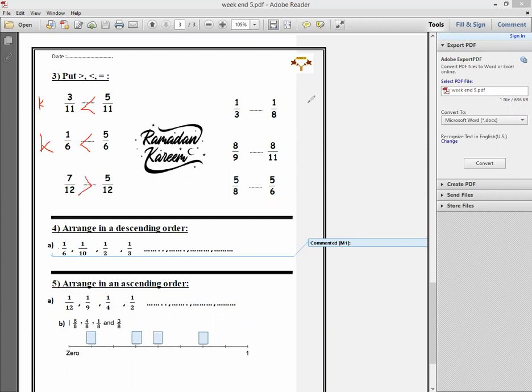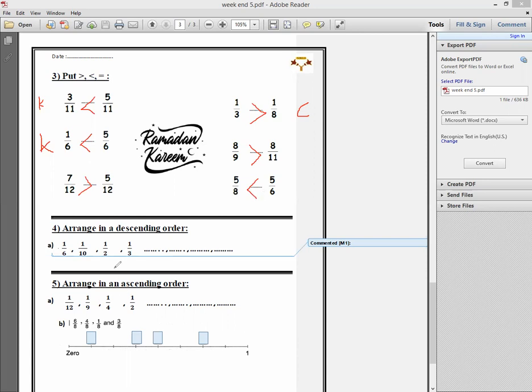Here I have crazy fraction. So 1 over 3 and 1 over 8, it will be 1 over 3. The big, it will be small, and small, it will be big. Here I have 8 over 9 and 8 over 11. It's a crazy fraction, so 8 over 9, it will be the greater. Here I have 5 over 8 and 5 over 6, so 5 over 6, it will be the greater.